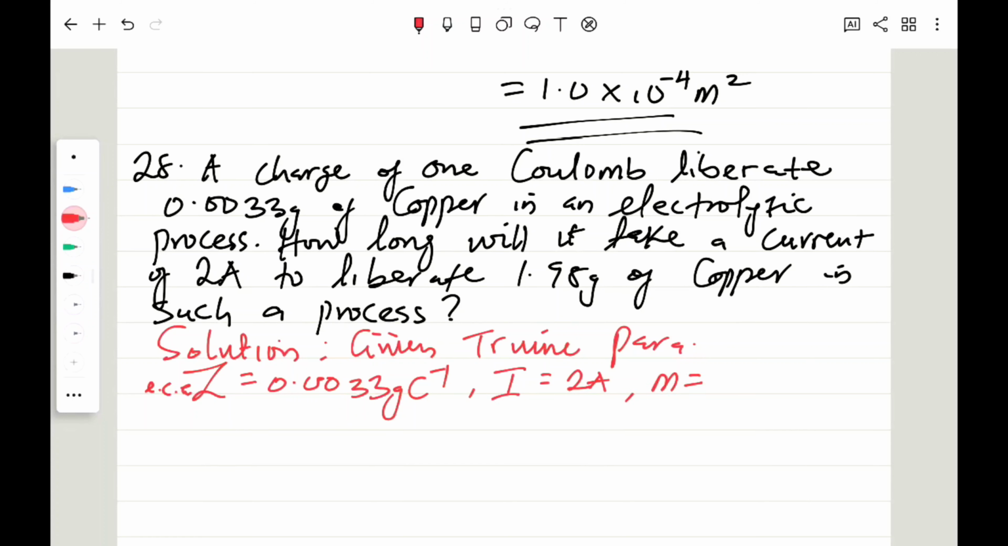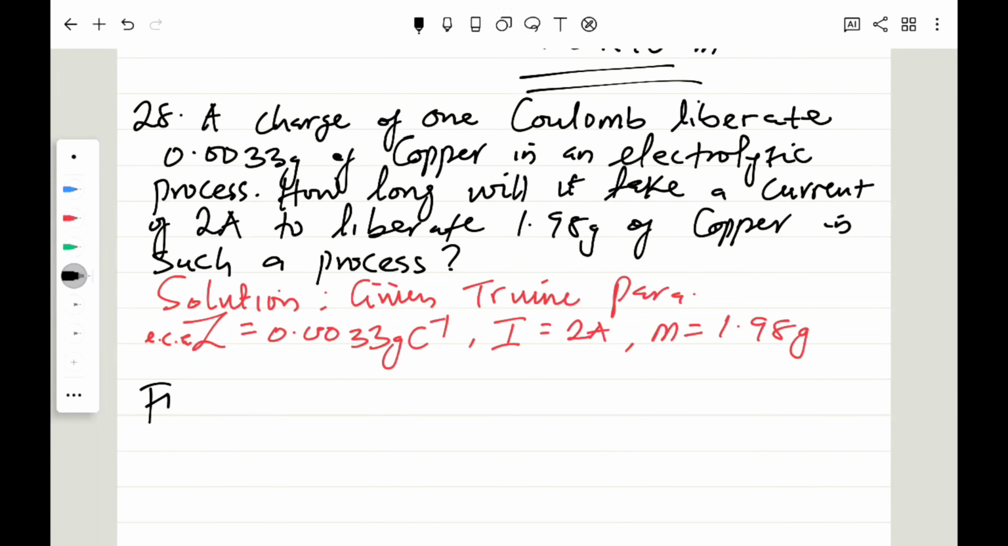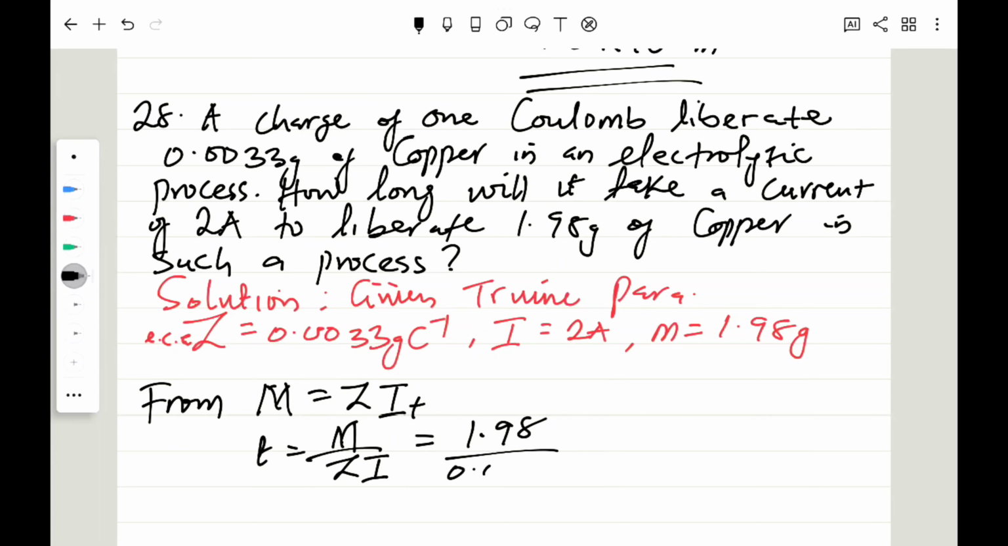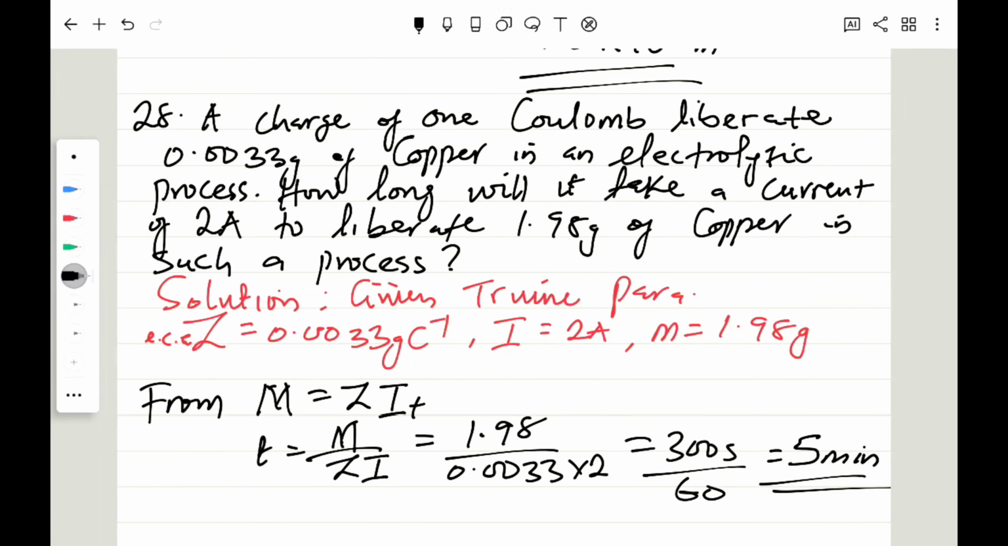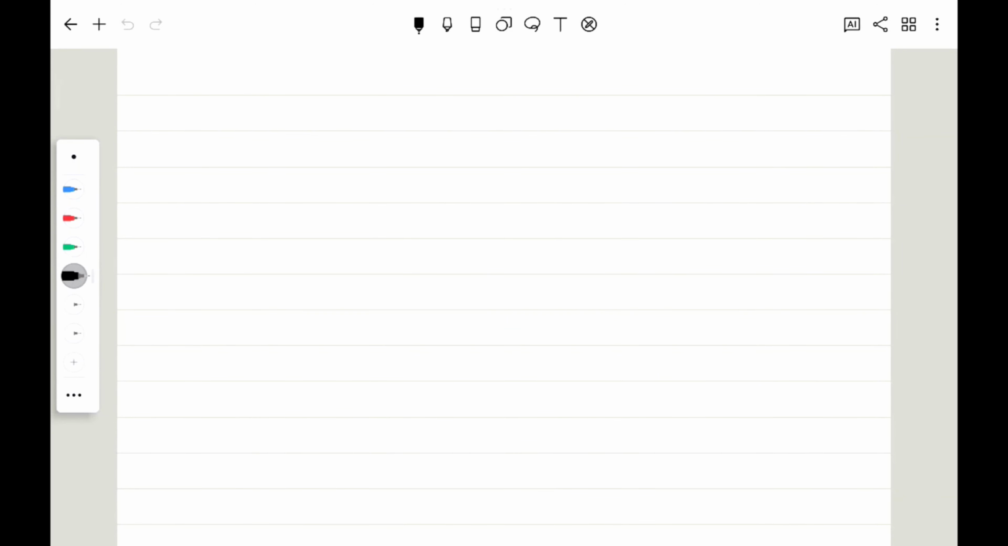Our M is equal to 1.98 grams. Okay, so from M, let's use M is equal to ZIT. We'll now say that T is equal to M over ZI. So 1.98 divided by 0.0033 times 2 will equal 300 seconds. Okay, if our answer is in minutes, 300 divided by 60 will give you 5 minutes. So that gives us our final answer. Next question.